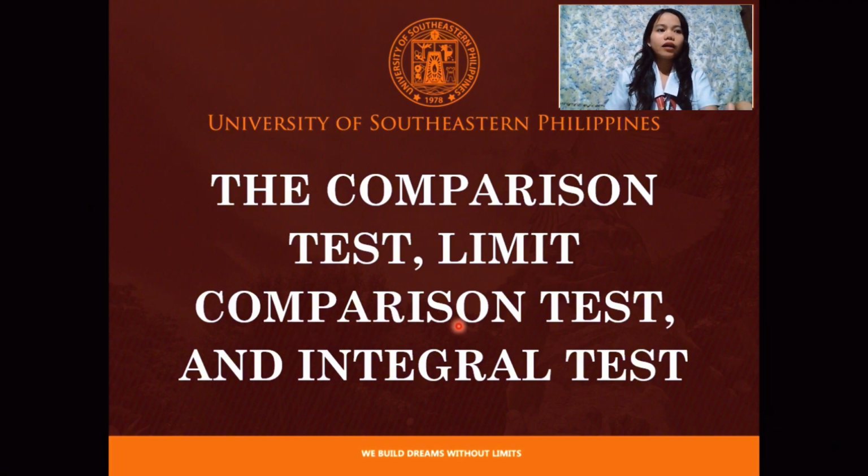So the comparison test compares a given series to a known convergent or divergent series, while the limit comparison test involves taking the limit of the ratio between the terms of two series. And lastly, the integral test represents the terms of a series by integrating the function. This test allows us to determine the convergence or divergence of a series without finding the exact sum. So what will be our objectives for today?